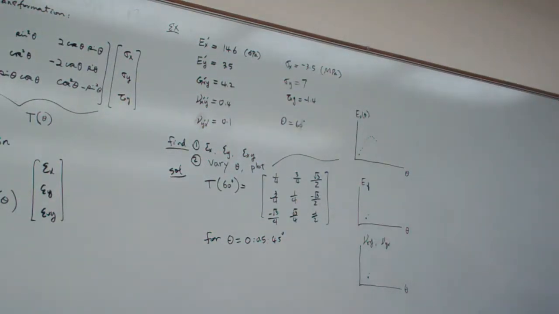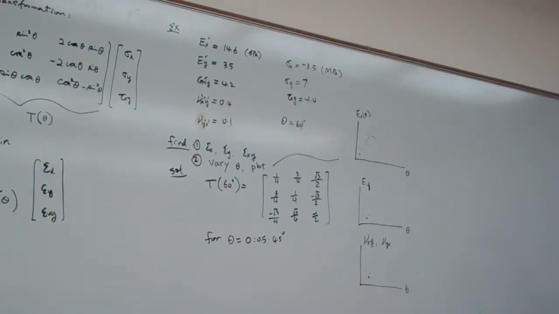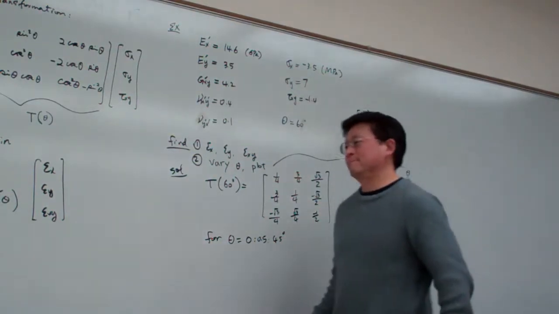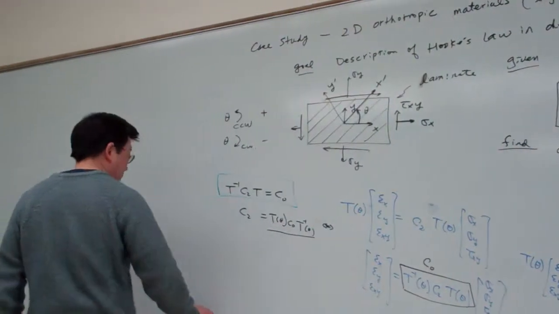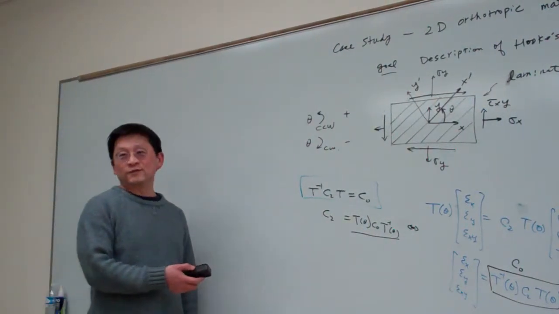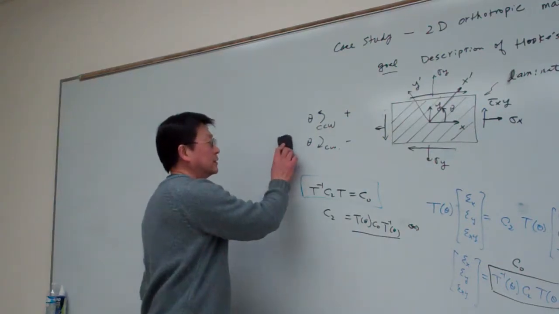Then we'll move on to the new sections, less and less independent material properties. Any questions before I erase those? Should be straightforward, right? Basically, that's your roadmap.